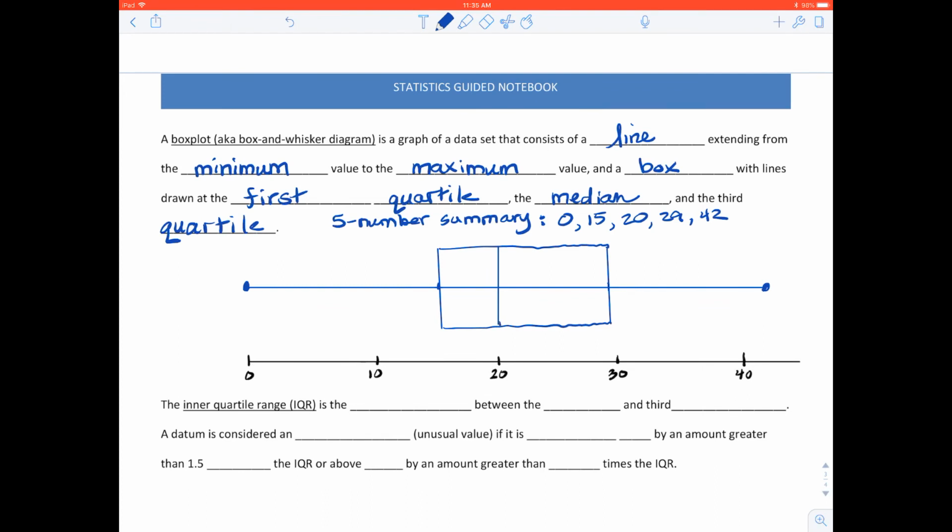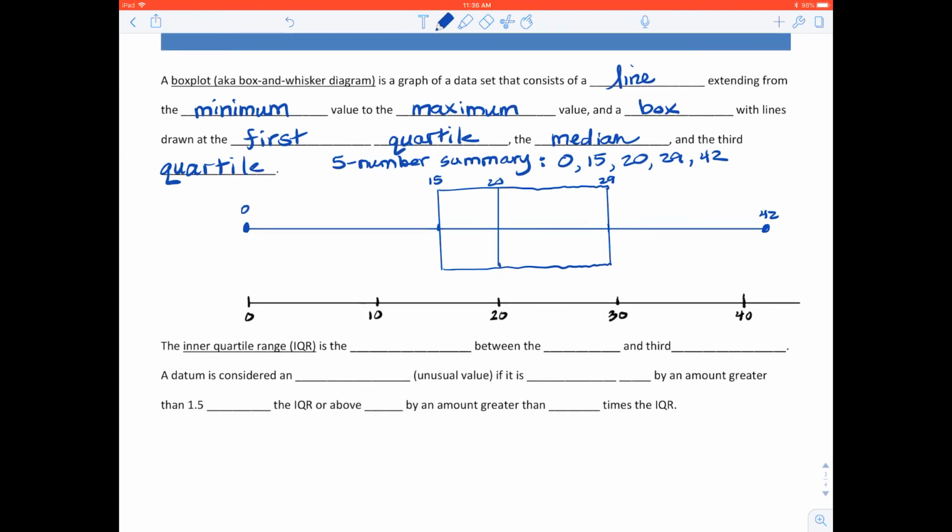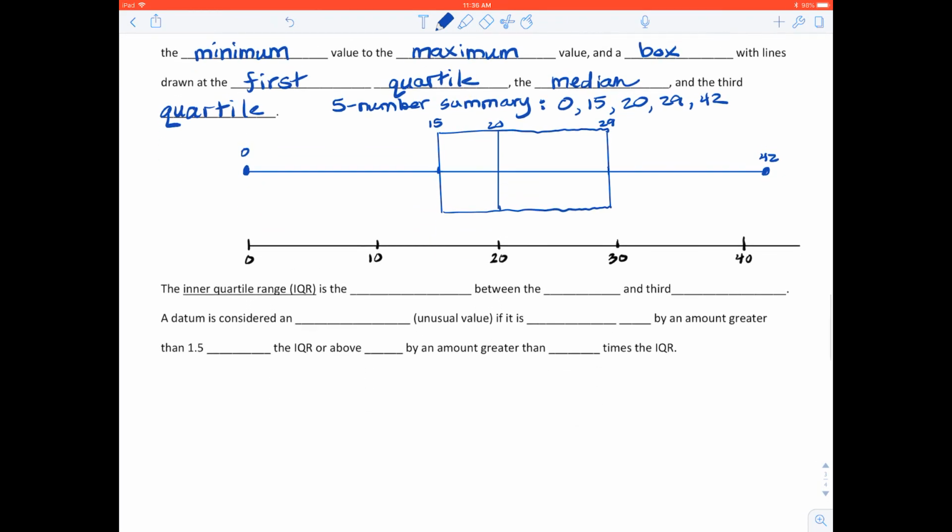And so a lot of times we'll write in these values. So this was 0, 15, 20, 29, and 42. Groovy? All right, so that's just another way to show the spread of your data. And this spread is related to the median, the location of the center of the data, not the arithmetic mean. Now, in order to check for unusual values, what we do is we find the interquartile range.